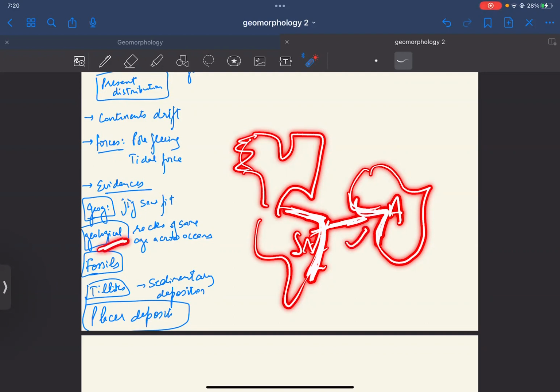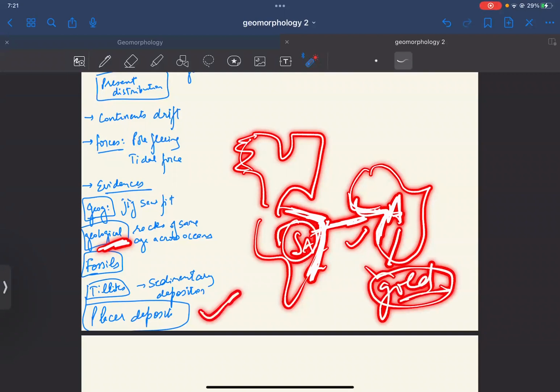Then it gives geological evidence, that means rocks of the same age. Rocks across the oceans are the same. Earlier they were joined, so both areas have the same rocks. It is possible only because they were joined together. So it said in Africa, on the Ghana coast, we find gold, right? Placer deposits. But the source of gold is missing. So where is the source present? In the Brazil region. Also, if you find rocks in the western coast of Africa and eastern coast of South America, they are found the same.